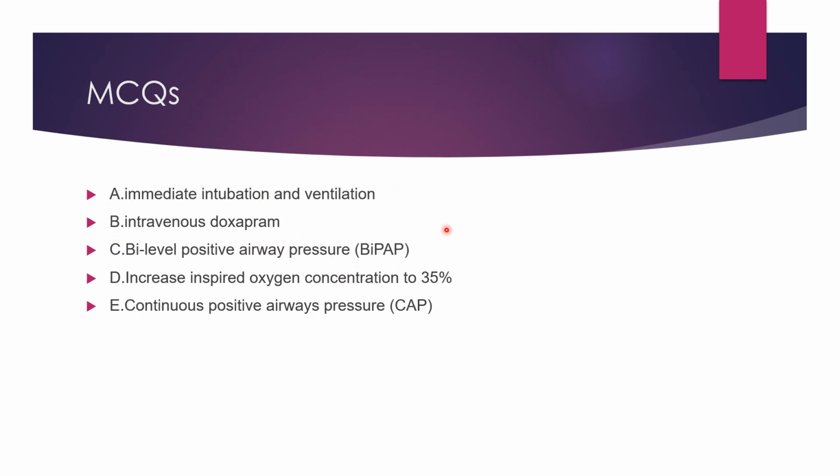So BiPAP will be the correct option here. If the patient's pH is less than 7.25, we have to go for intubation, but in this case it is 7.26, so we can go for bilevel positive airway pressure. And CPAP, I told you, is used more in pulmonary edema rather than COPD, so bilevel positive airway pressure is the better option here.